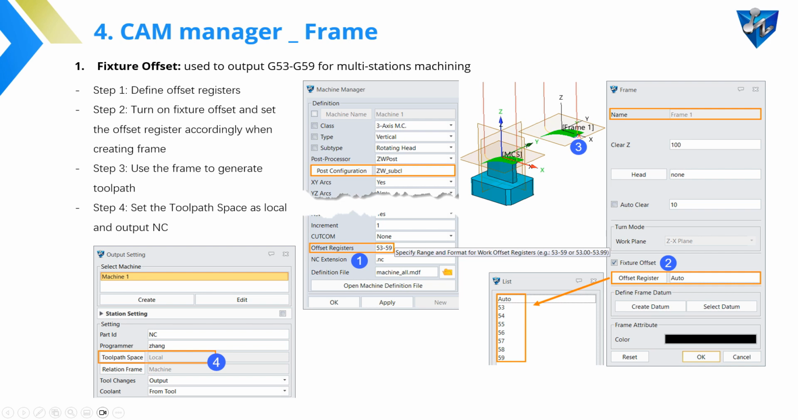If it is set to auto, it will use the offset register value according to the frame creation order. Then duplicate the operation, specify the frame and feature, and recalculate. To output the correct NC code, we need to set the toolpath space as local.